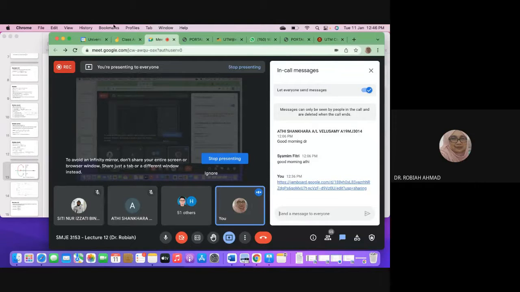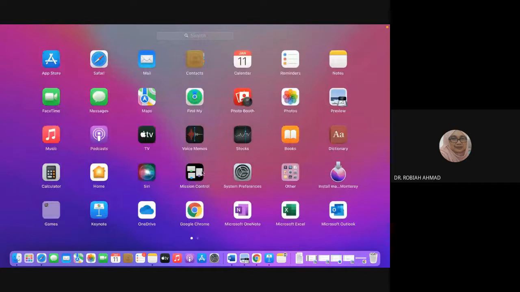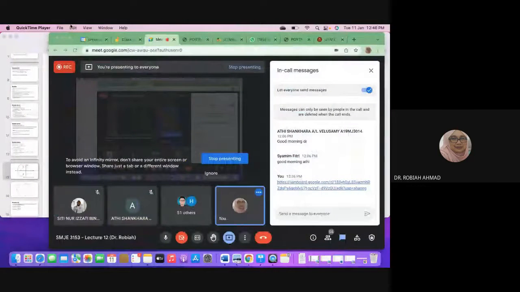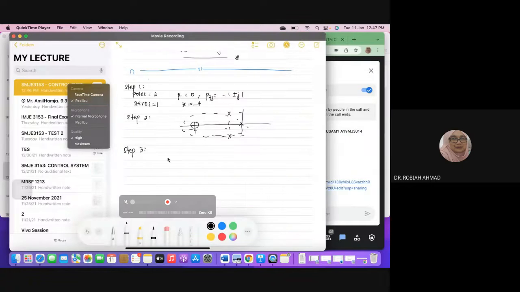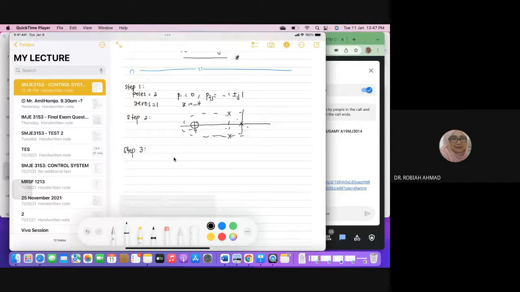So, let me share this here. Okay, so semua dah sampai step berapa ni? So we have something like that, and then step 3 starts at P1, P2, P3. So 1 will end at Z1 equal to minus 4. And then the 2 will end at infinity.